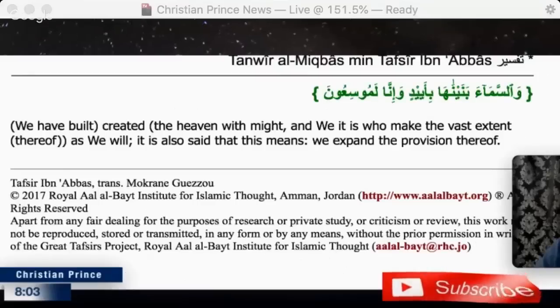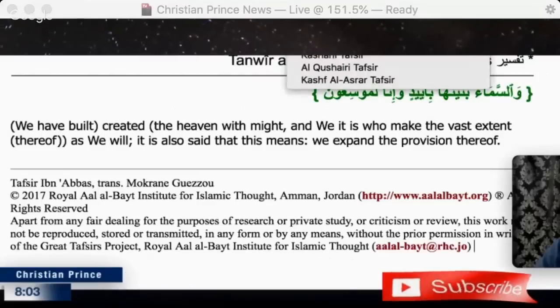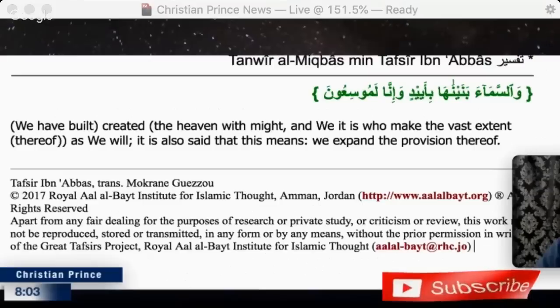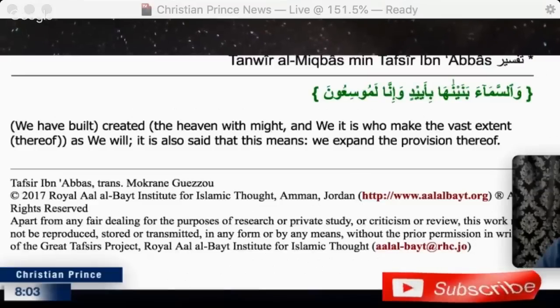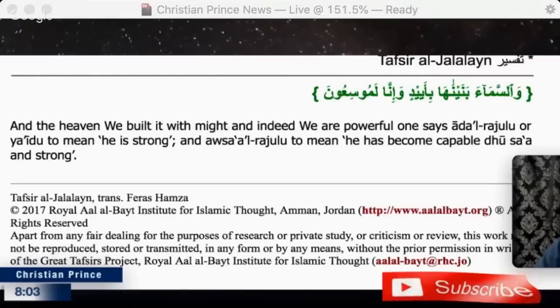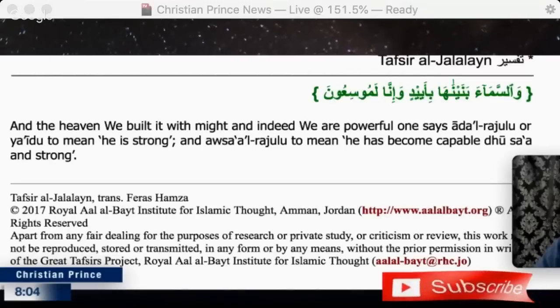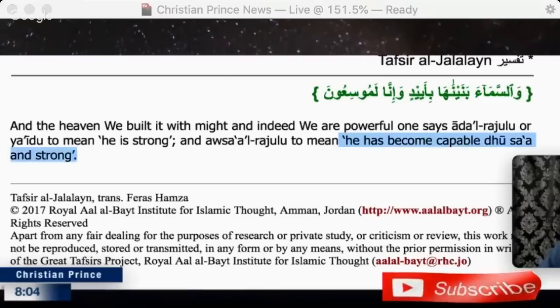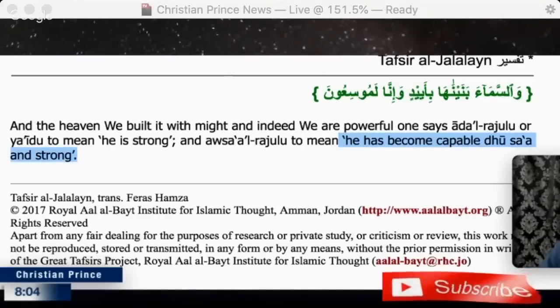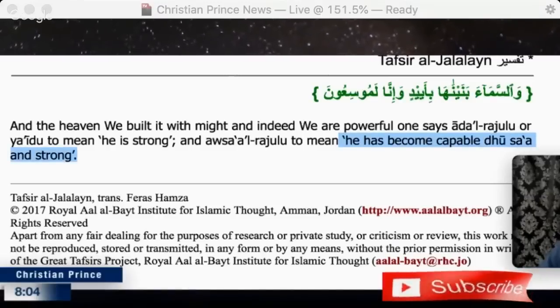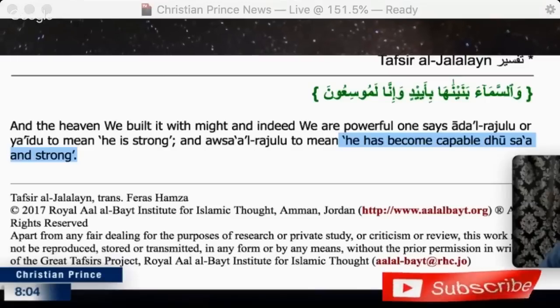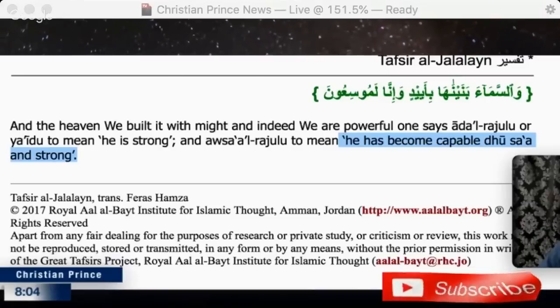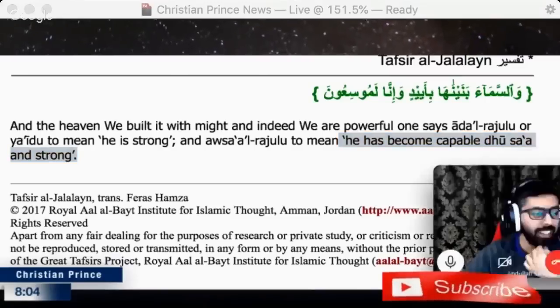This is Ibn Abbas in English. And always remember, the English translation is a little bit different from the Arabic one. Read with me carefully. He has become capable and strong. So the word musi'un, Allah is saying, I am capable even of more. As simple as that. It has nothing to do with stretching the heaven, or sorry, expanding the heaven and the earth.